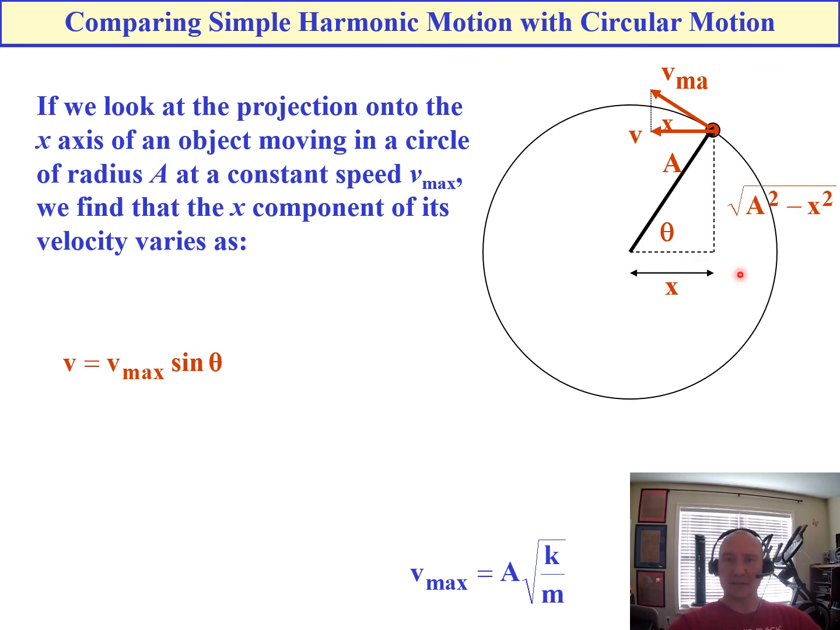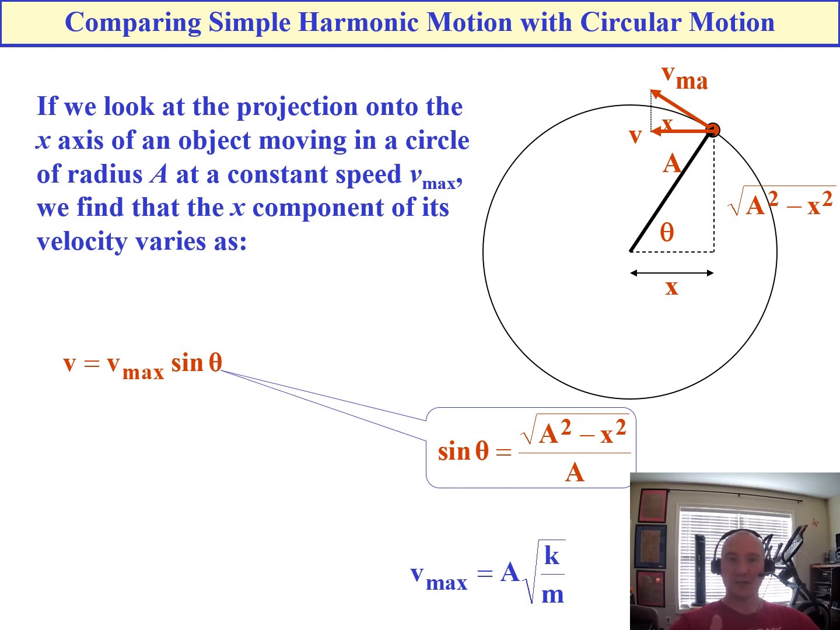That other side is going to be, a squared plus b squared equals c squared, right? We have this side is x, this side is a, so this side right here is going to be a squared minus x squared, and then the square root of that gives us this. Okay, so sine of the angle is equal to opposite over the hypotenuse. So that's the square root of a squared minus x squared over a. And we're going to plug that into our velocity equation. So we're using the position and the velocity, and we're relating those. So we take v max equals a square root of k over m. That's our model for simple harmonic motion.